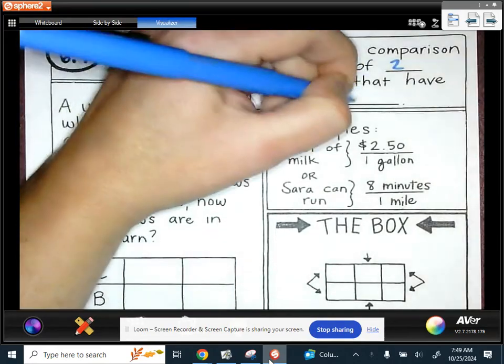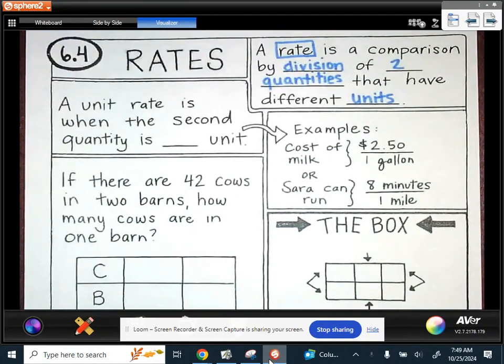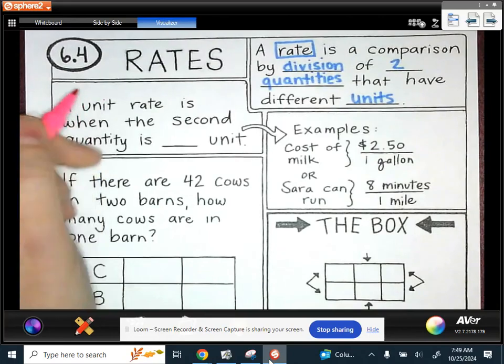that have different units. So when we talked about boys to girls, those are both people. Or if we talk about red jelly beans to blue jelly beans, those are both types, those are both jelly beans. But an example of a rate could be how much money it cost for how many gallons of milk. Money and gallons are two different units. Or how many minutes it takes somebody to run how many miles. Minutes and miles are two different units. So those are rates. It's still a ratio though.